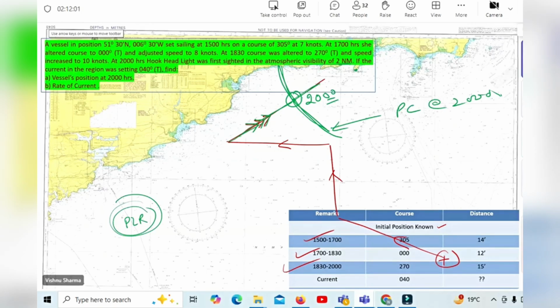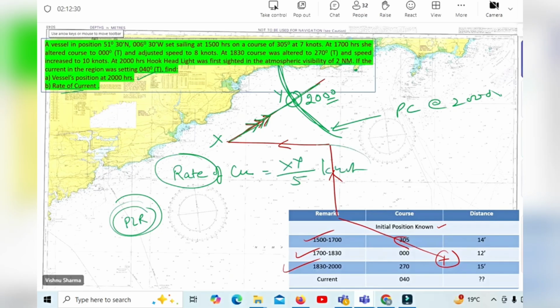Okay. You will pick up this latitude and longitude and answer part A of the question. If this is point X and this is point Y, how do I get the rate of current? Please use your common sense. You have learned enough now. How do I get rate of current? XY is the drift for 5 hours. Very good. Measure XY and divide by 5. So many knots will be the rate of current. Is that clear, beta? Yes, sir.